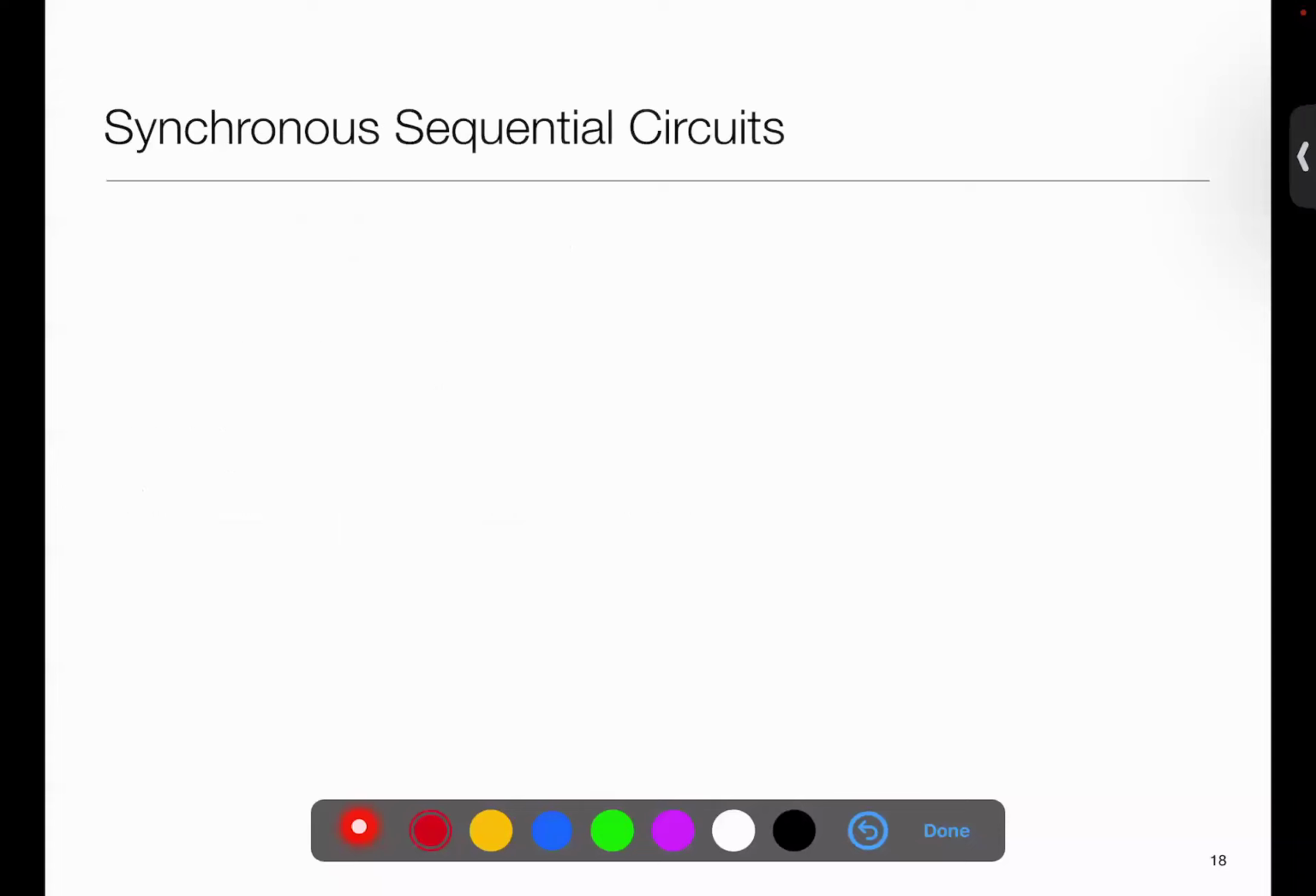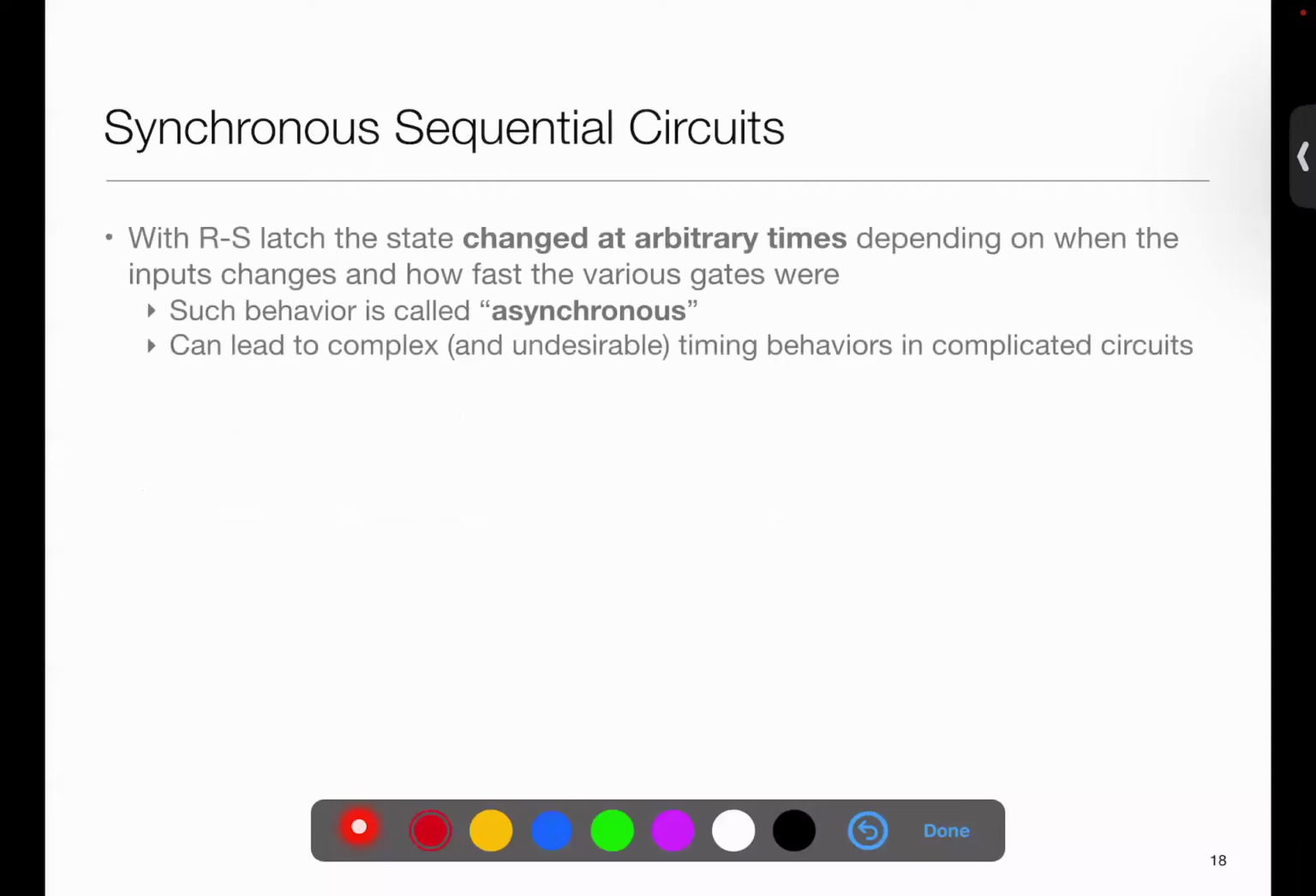Those are called synchronous sequential circuits because they're sequential, they have memory, and they're synchronous because action is synchronized with the clock. With the RS latch, the state changed at arbitrary times, depending on what inputs changed and how fast the various gates were, and all this was asynchronous. Unfortunately, these circuits are very hard to design in more general cases. What we had was a super simple example, but more complicated behaviors can be pretty tricky.